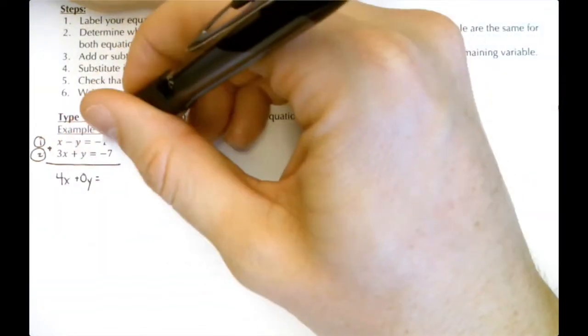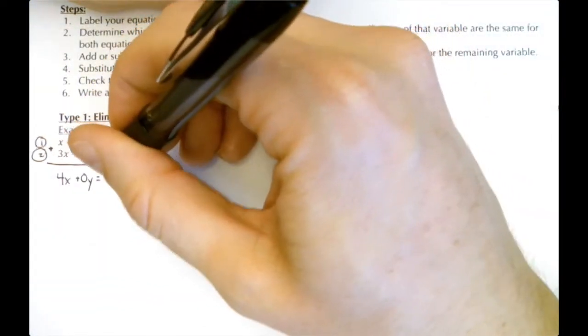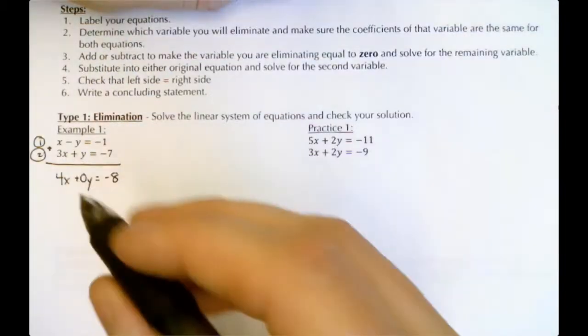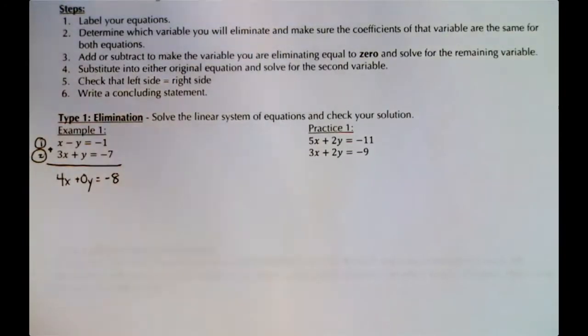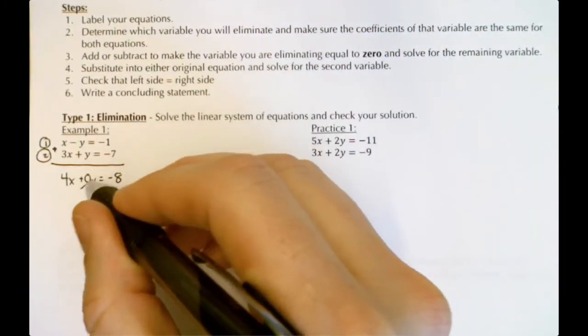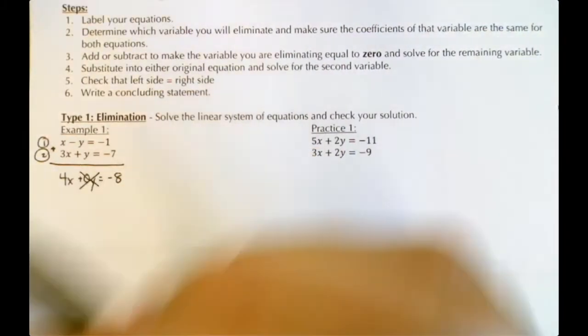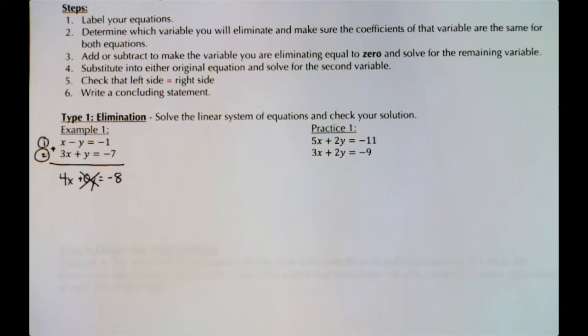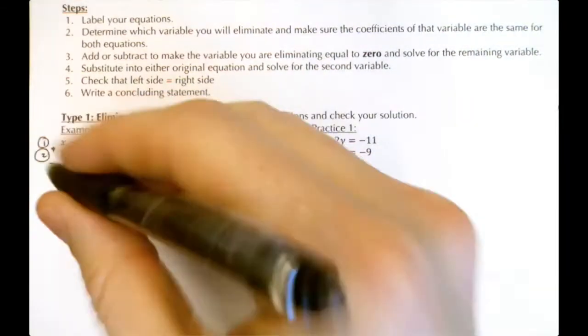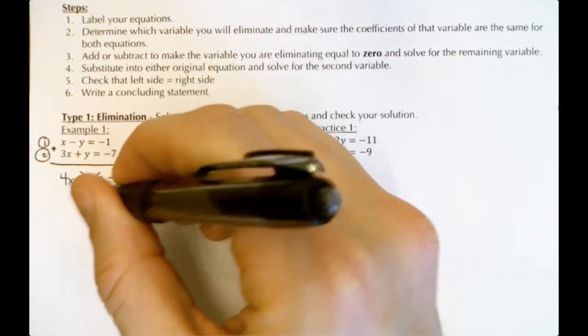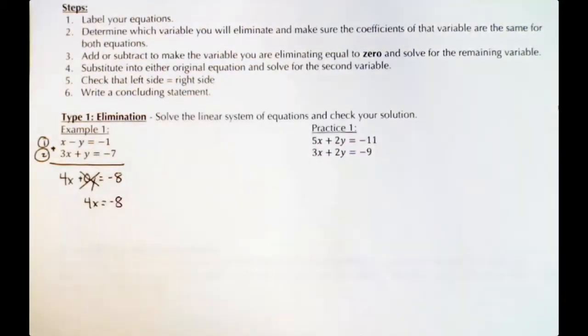Equals, line up. -1 plus -7 is -8. Now, 0y, that's not really a term because we don't have any y's. So it's really just 0, so we can cross that out. We don't have any y's. We've eliminated them. So now we just have an equation that says 4x equals -8.